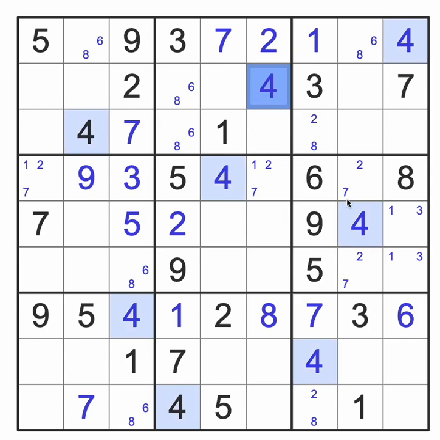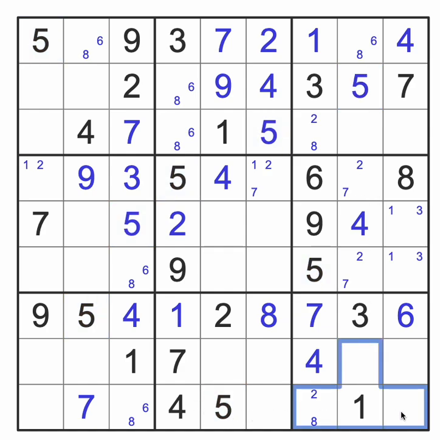And yeah, I should clean this up. This cannot be 7. And that gives me 5 and 9 here. Yeah, 5 blocks this cell, gives me 9, and this is 5. 5 blocks here, this 5 blocks here, so this becomes 5. And this 5 blocks here in box 9. This 5 blocks here, gives me 5 here.